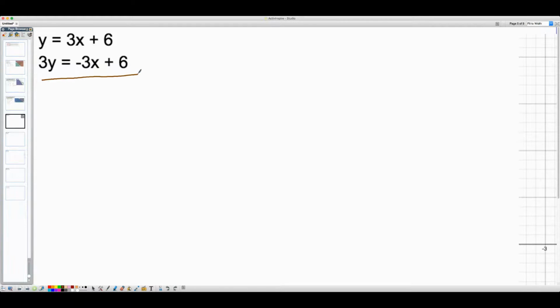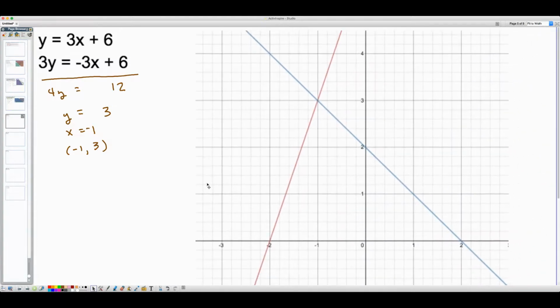If I combine these two equations and add them, I get 4y is equal to 12, and I can do that mentally. Divide both sides by 4, and I get y is equal to 3. If I were to substitute 3 in here, I would get x is equal to -1. So my solution to this particular system of equations is (-1, 3). And I've graphed this using Desmos so that you can see what the graph looks like. And sure enough, it's -1 and 3 where the two lines intersect.